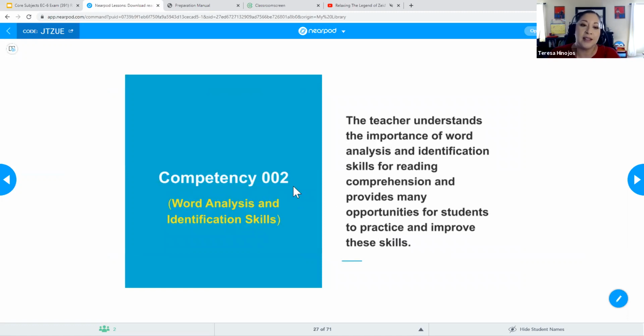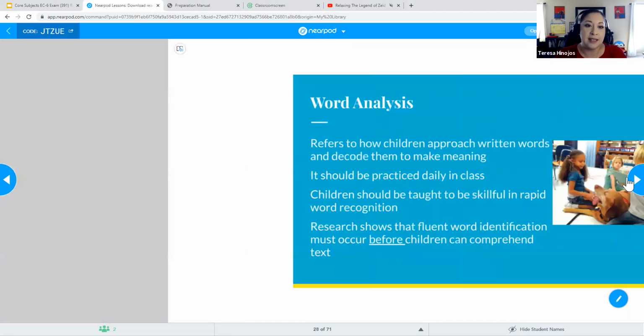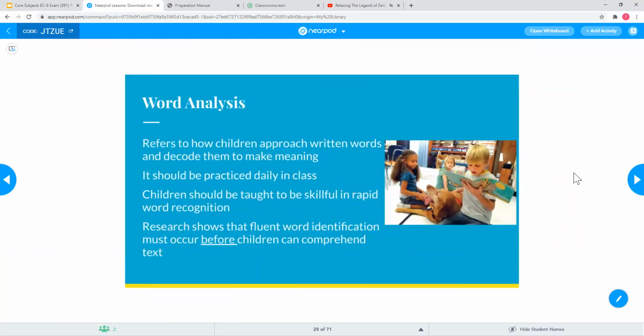So competency 2 is going to deal with word analysis and identification skills. And so for this one, it's to help students to read and understand what they're reading. And so this is going to allow you to provide opportunities for students to practice and improve those skills. Okay, so word analysis and identification. Word analysis and identification.